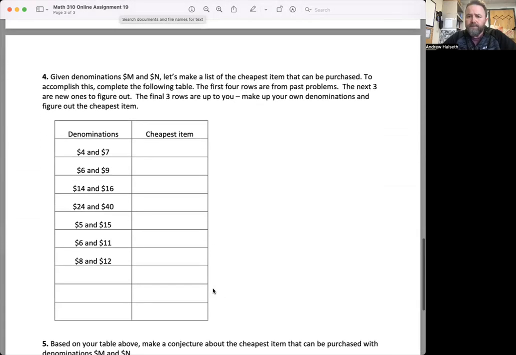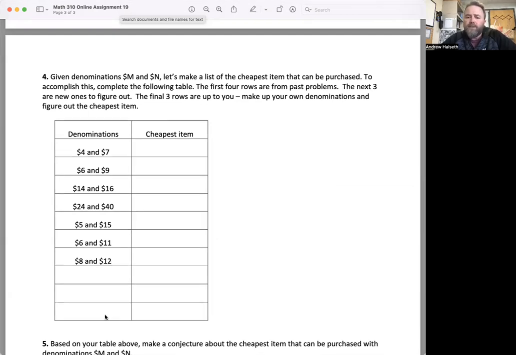Okay. Finally, let's look at cheapest items and see if there's a pattern with that. So here are some denominations that you've already worked with, those first 4. Just write down what the cheapest item was. You should have that in your previous assignments about your cheapest item for each of those. Here's 3 new ones. So explore with those and see if you can figure out what the cheapest item is at those camps. And then come up with 3 on your own.